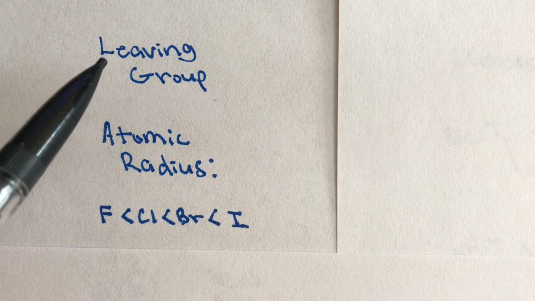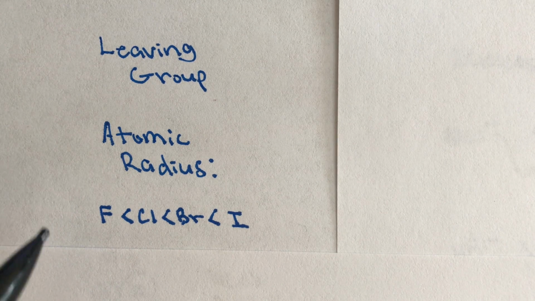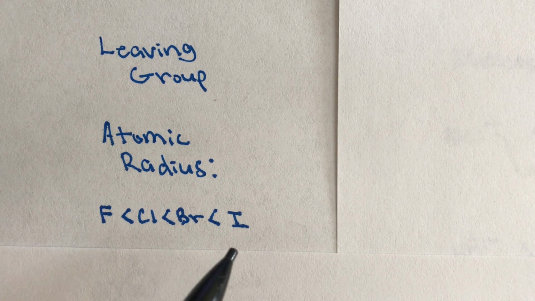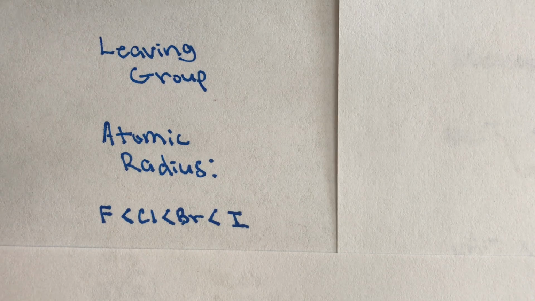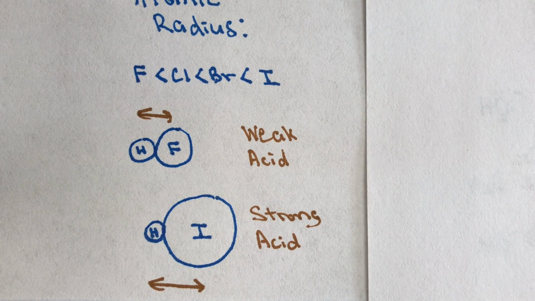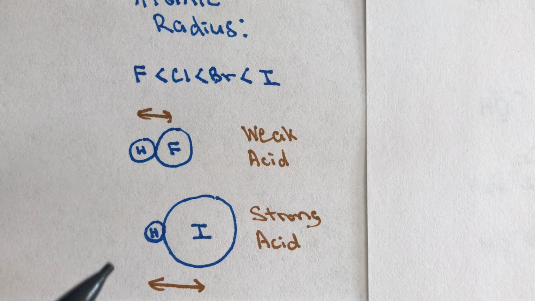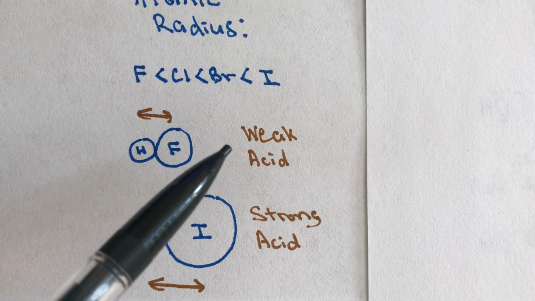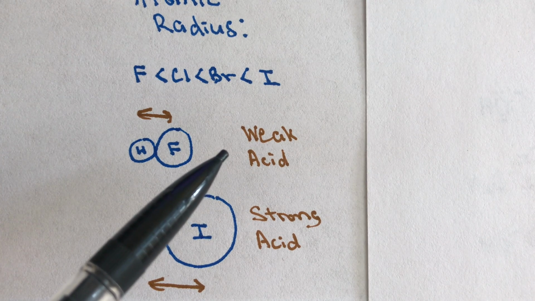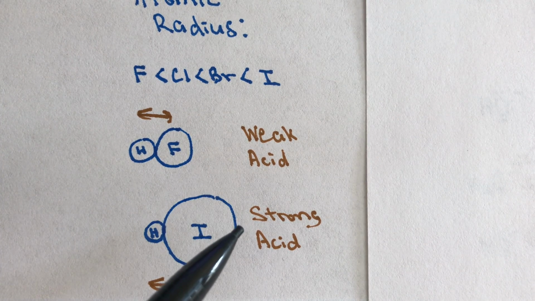From last video we talked about trends in atomic radius, and we know that fluorine has the smallest radius, trending up to iodine with the largest atomic radius. Using the same logic as last video, fluorine has the smallest atomic radius of the halogens, so the bond between hydrogen and fluorine will be the shortest out of all the halogens bonded to hydrogen, with iodine and hydrogen making the longest bond. Because HF has a short bond, it is also a strong bond, so it doesn't want to give up hydrogen, so it's a weak acid.